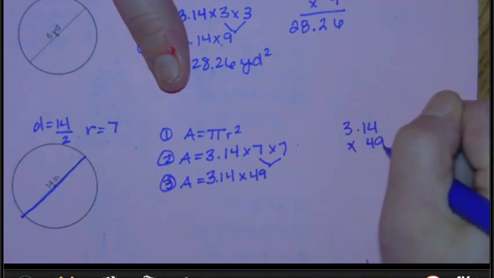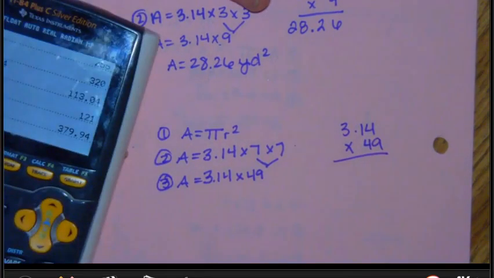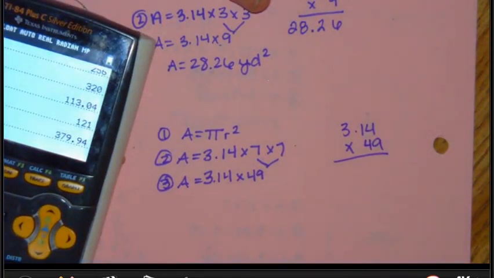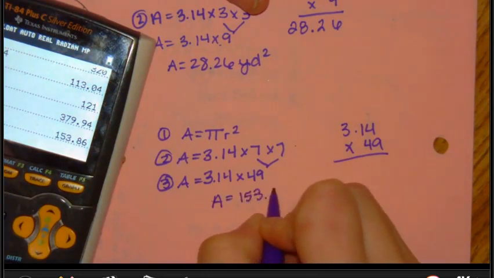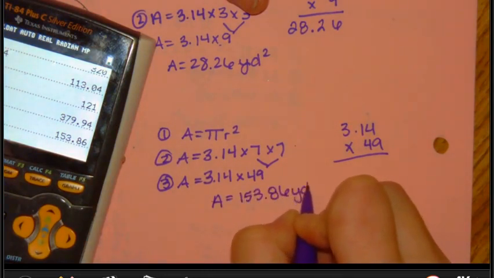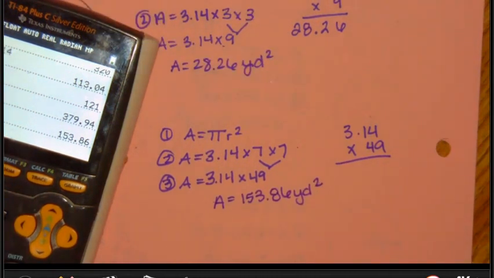3.14 times 49. Actually, let's just go ahead and use our calculator to help us out here. Make it go by a little easier. A is equal to 153.86 yards squared.